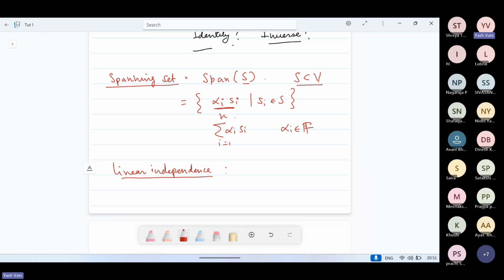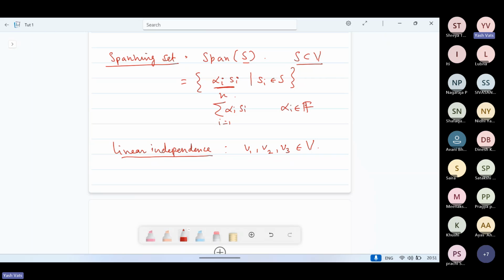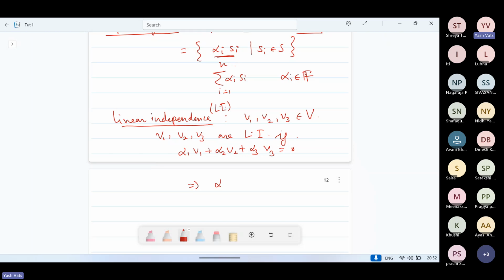So suppose you have the vectors v1, v2, v3 in a vector space V. Then you say that they are linearly independent, or LI, if alpha 1 v1 plus alpha 2 v2 plus alpha 3 v3 is 0 implies alpha i is 0.